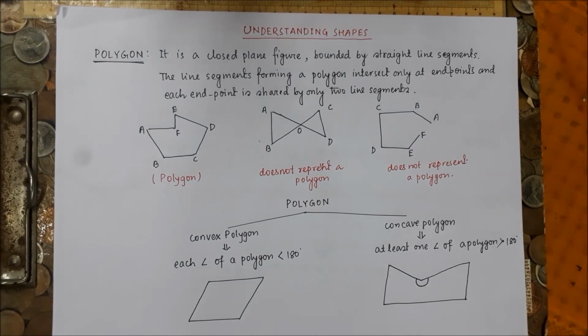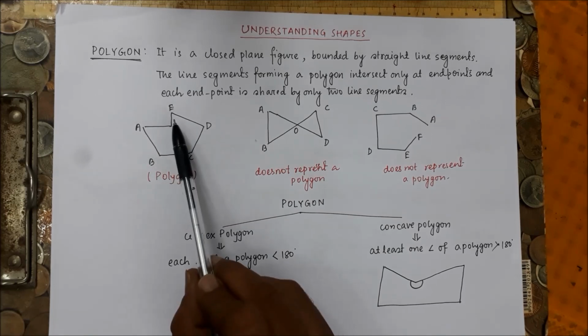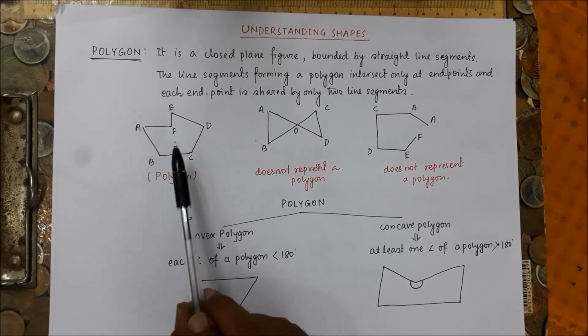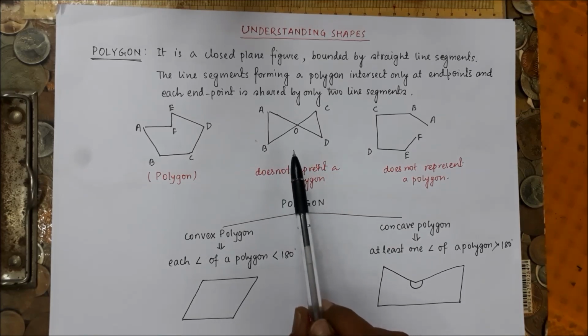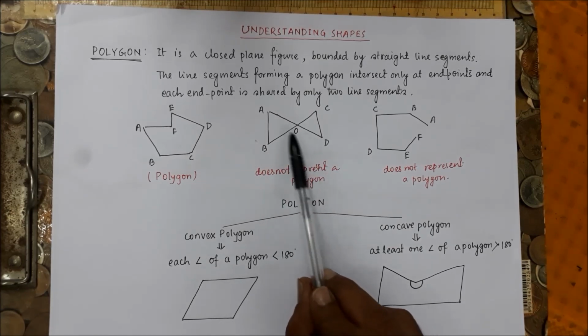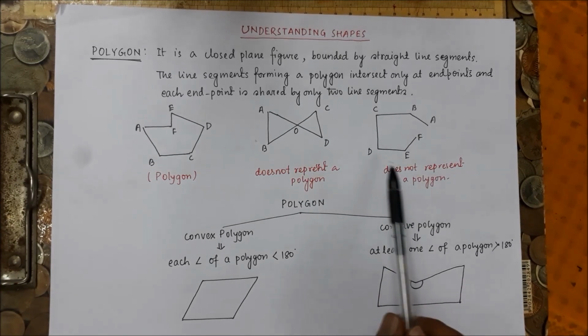Now, if you see the first diagram, here A, B, C, D, E and F represent a polygon. But this figure does not represent a polygon as it intersects at a point O. Similarly, it is not a closed figure.